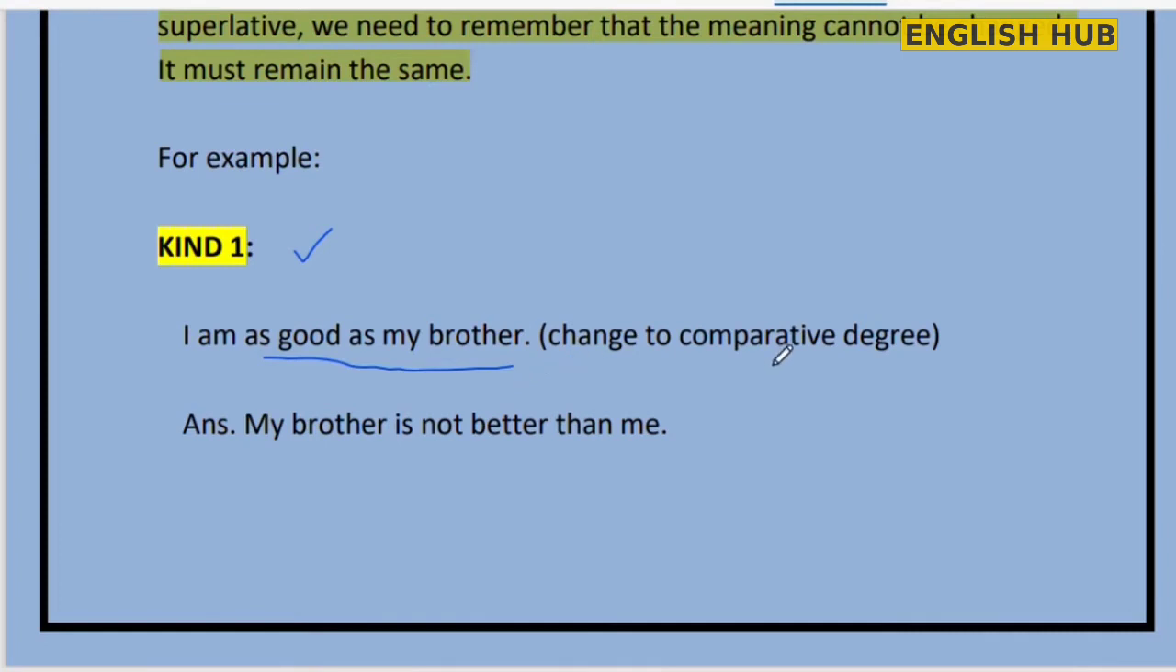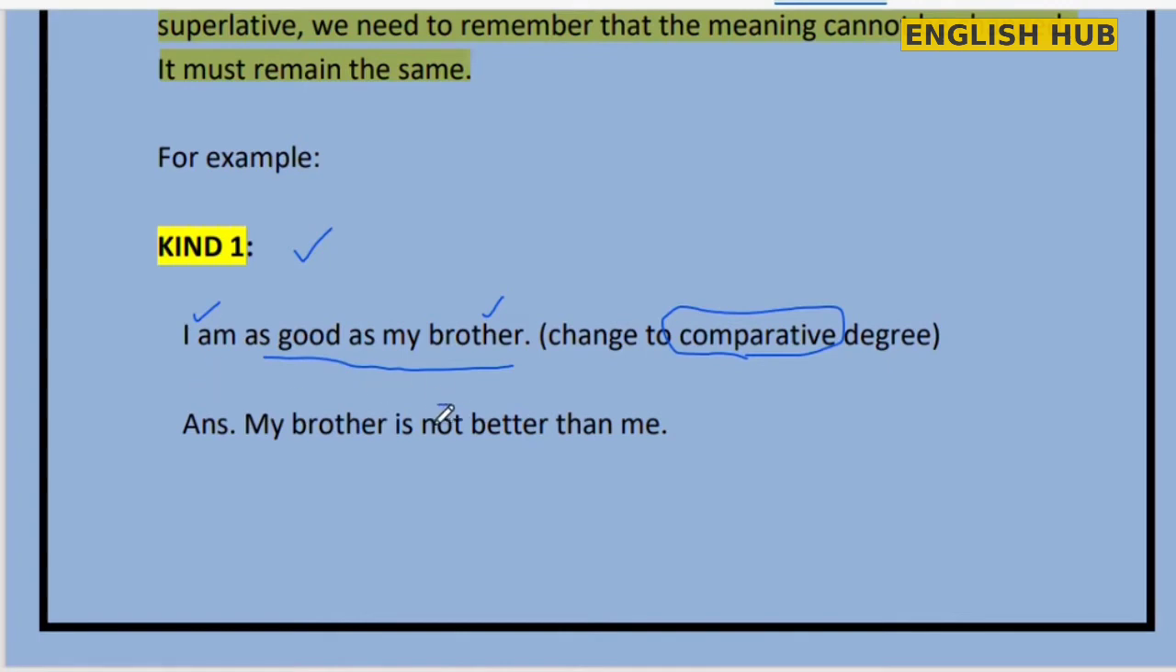So now we are told to change it into comparative degree. We have to compare between me and my brother. However, both of us have the same qualities. So how can we compare? We cannot compare, isn't it? I and my brother have the same qualities. We are both equally good. So we are told to change it into comparative degree.